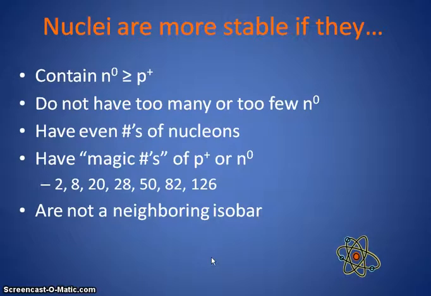Nuclei are also going to be more stable if they have even numbers of nucleons, or if they have magic numbers of protons or neutrons, which are listed here: 2, 8, 20, 28, 50, 82, or 126. Those are magic numbers, and those are going to be more stable. And then the last one is if they are not a neighboring isobar. So if you've got two neighboring isobars, at least one of those is going to be unstable.